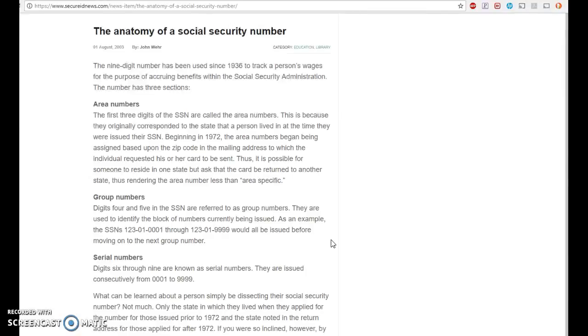The area numbers, which are the first 3 digits of the Social Security number, are called the area numbers because they originally corresponded to the state that a person lived in at the time they were issued their Social Security card. However, beginning in 1972, the area numbers began being assigned based upon the zip code in the mailing address to which the individual requested his or her card to be sent. Thus, it is possible for someone to reside in one state but ask that a card be returned to another state, thus rendering the area number less than area specific.